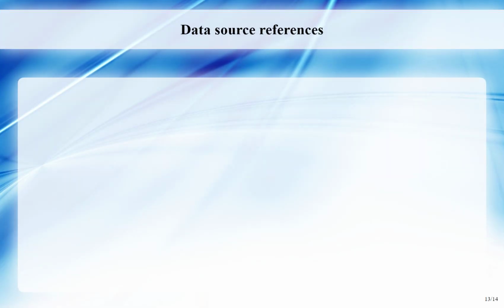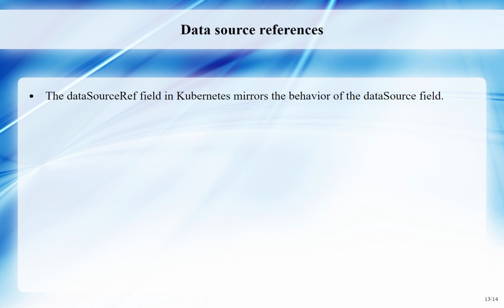Data source references. The dataSourceRef field in Kubernetes behaves similarly to the dataSource field, where if one is specified and the other is not, both fields will have the same value. Both fields cannot be changed after creation, and attempting to specify different values for them will result in a validation error.